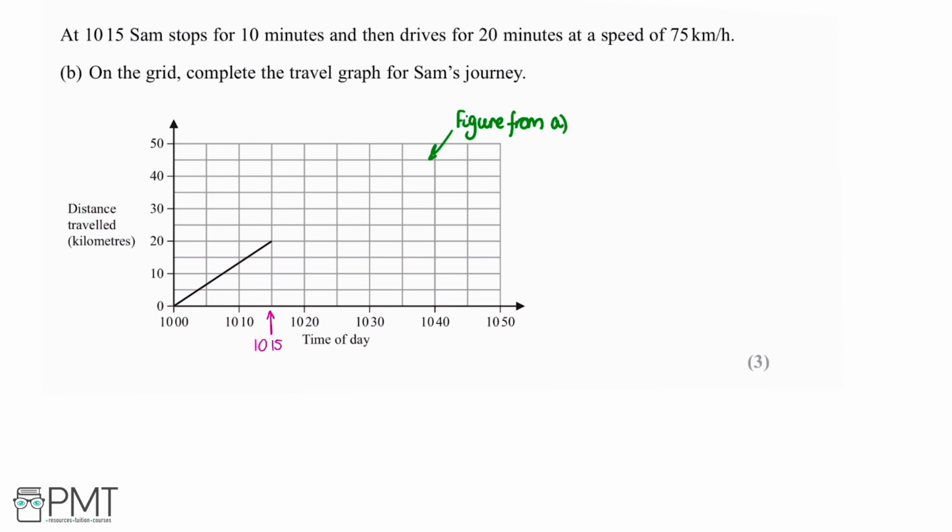So on the grid, we need to complete the travel graph of Sam's journey. Okay, so we know that for the first 15 minutes, Sam's travelling. And then at 10:15 here, Sam's stopping for 10 minutes. Well, what does it mean to be stopped? Well, that means to be going 0 speed.